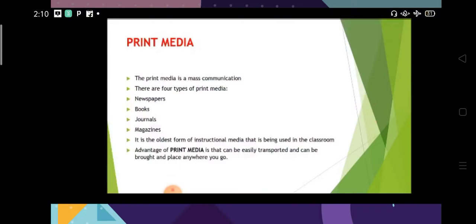Now first we will learn what is print media. The print media is a mass communication. There are 4 types of print media, that is newspapers, books, journals, magazines. It is the oldest form of instructional media that is being used in the classroom. Advantage of print media is that it can be easily transported and can be brought and placed anywhere you go.